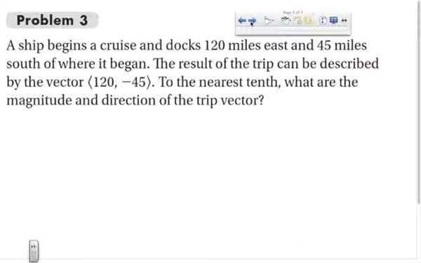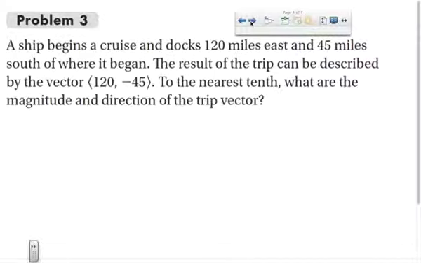Problem 3. I have a ship beginning a cruise and docking 120 miles east and 45 miles south of where it began. Look at how nice they are. They're even expressing it as an ordered pair. So they're asking us, to the nearest tenth, what are the magnitude and direction of the trip vector?